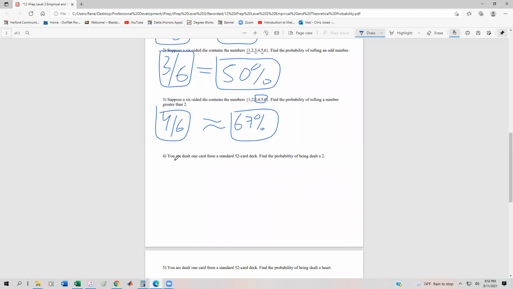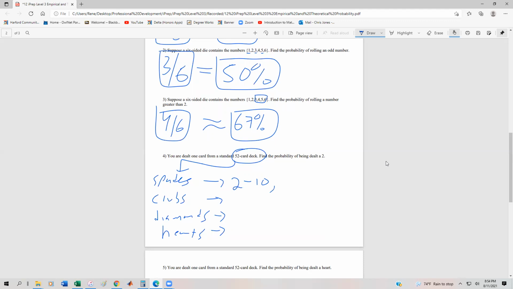Now we're going to change the scenario. We're dealt 1 card from a standard 52 card deck. Find the probability of being dealt a 2. For those of you that don't know what's in a 52 card deck, it has 4 suits: spades, clubs, diamonds, and hearts. In each of these, it has the numbers 2 through 10, and then a jack, a queen, a king, and an ace. That's for all of the suits. You guys get the idea, so I'll just write them all out.